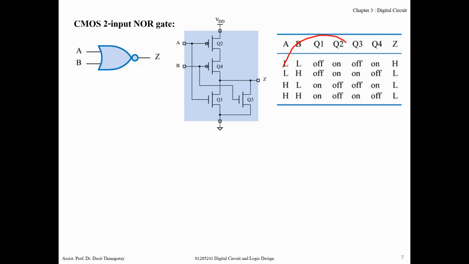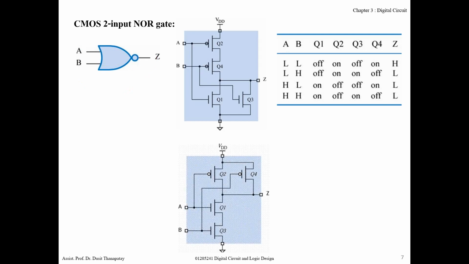This table just shows all 4 cases of input A, B, and makes the output Z on or off, high or low. From this circuit, the output Z will be high only in the case where A and B are both low. So the function of this circuit is actually a NOR gate, the NOR function. Okay, how about this one?